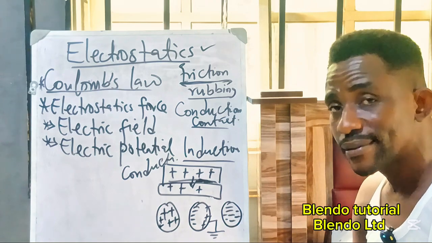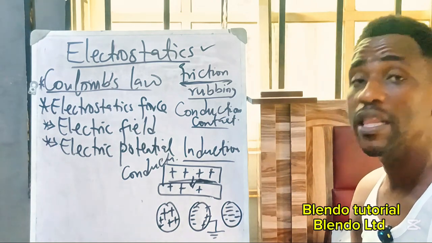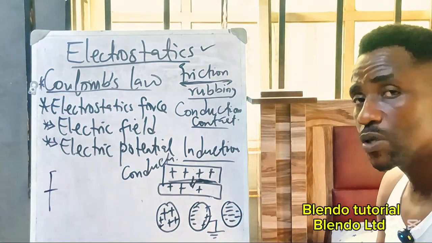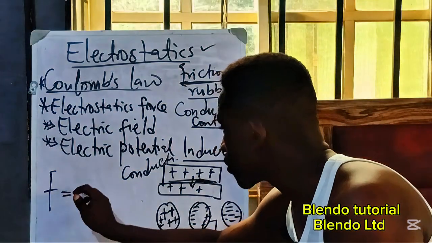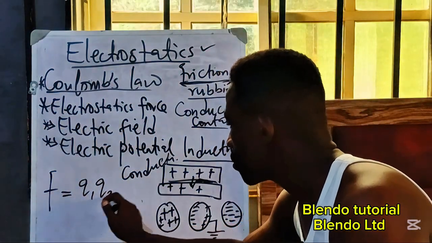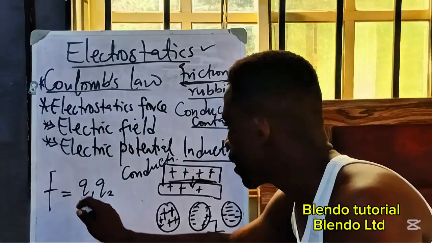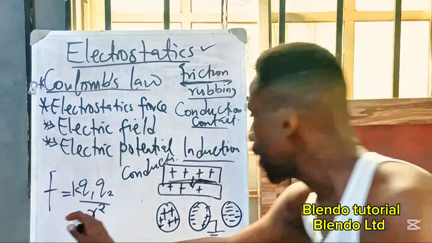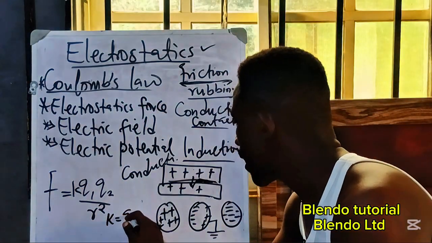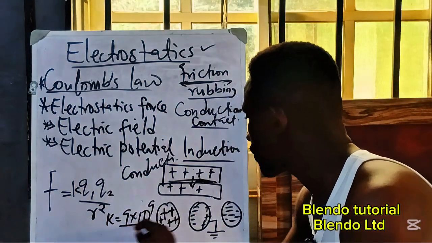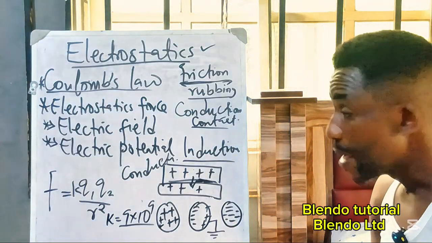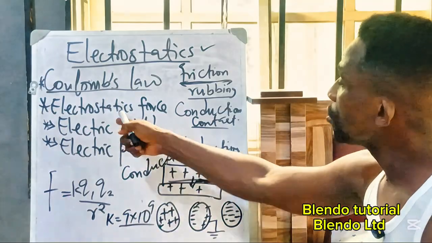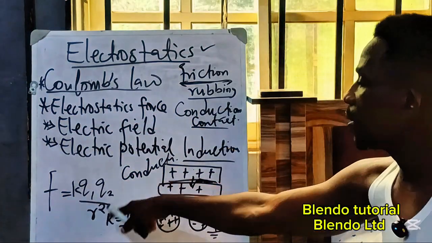When you have known that, you'll be able to relate it with this formula. F, which is the electrostatic force of attraction between two charges, is equal to Q1 Q2 over R squared. You attach Coulomb's constant. So this is Coulomb's law, where K is equal to 9 times 10 raised to the power 9. Now, electrostatic force is F equals KQ1Q2 over R squared.